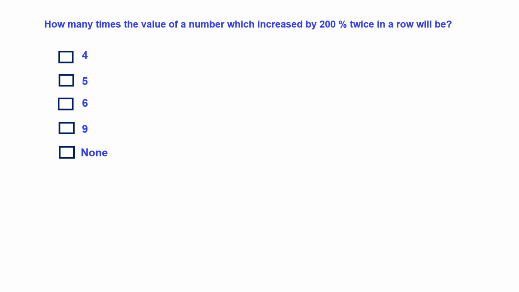How many times the value of a number which increased by 200% twice in a row will be? Let's say the initial value is $100. We want to increase $100 by 200%. 200% of 100 is 200. And we increase 100 by 200, we will get $300.